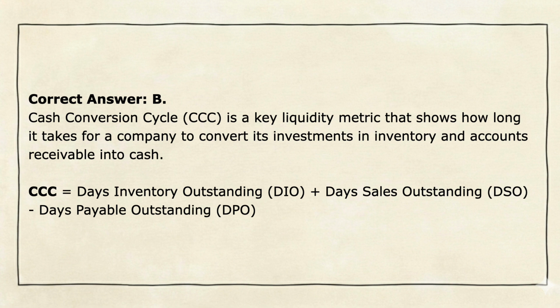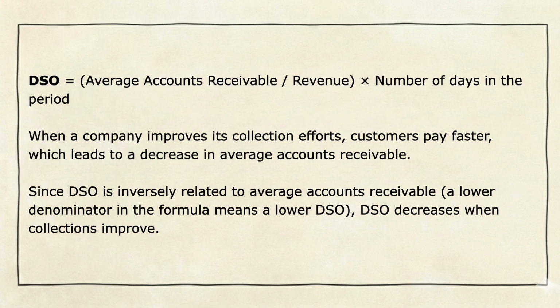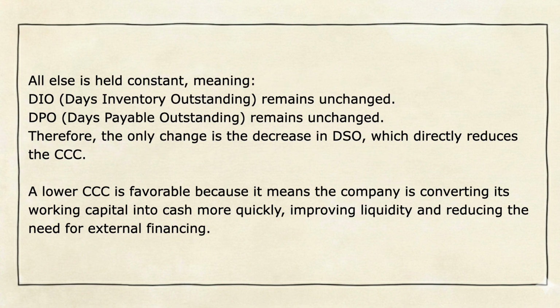Correct answer: B. Definition of CCC: a key liquidity metric showing the time taken to convert inventory and accounts receivable into cash. CCC formula: CCC equals days inventory outstanding, DIO, plus days sales outstanding, DSO, minus days payable outstanding, DPO. Improving collection efforts decreases average accounts receivable, leading to a lower DSO. All else constant, DIO and DPO remain unchanged. Thus, the only change is the decrease in DSO, which directly reduces the CCC.